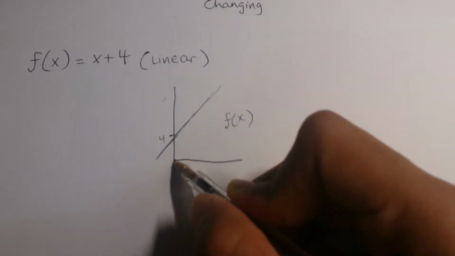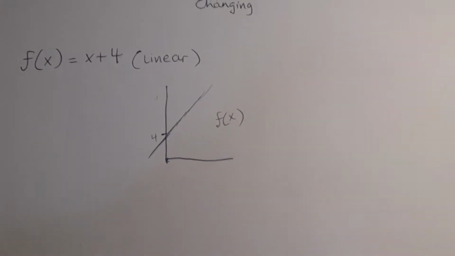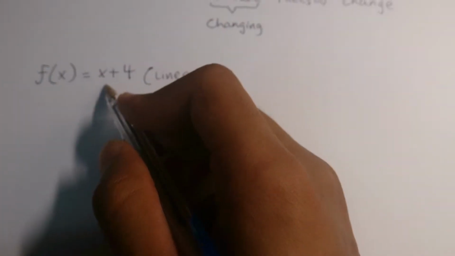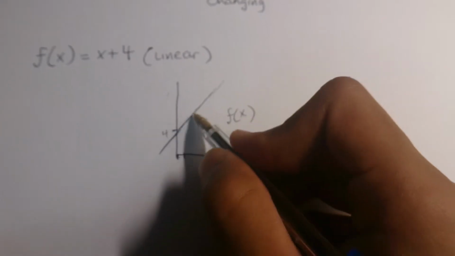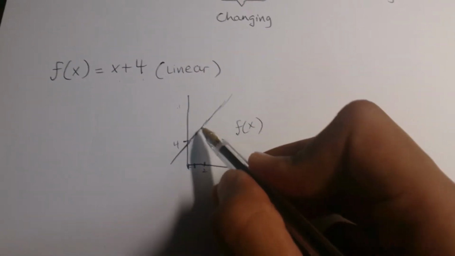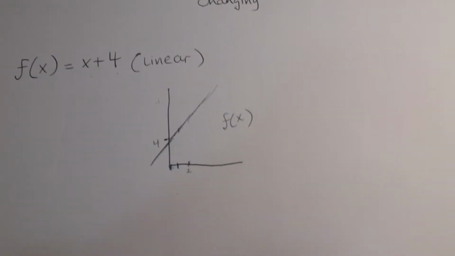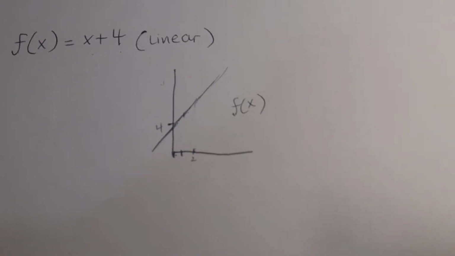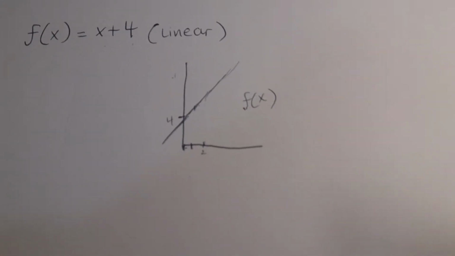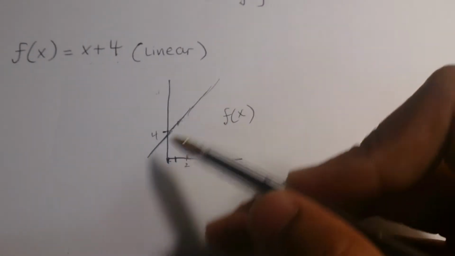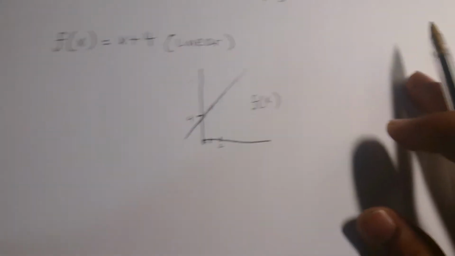And what you notice is, let's say at point x equals 0, y equals 4, and then at x equals 1, well, 1 plus 4 is 5, so y is 5, and then at x equals 2, 2 plus 4 is 6, and y is 6. You'll notice that y is increasing at the same rate each time x increases by 1 unit. And that's why we get this straight line when we try to graph this function.